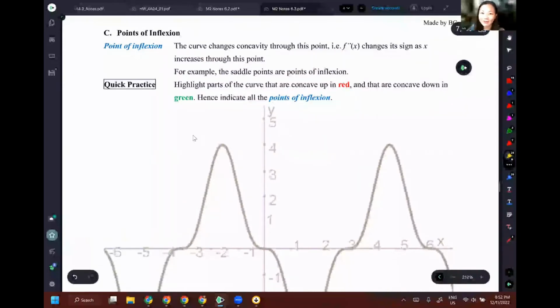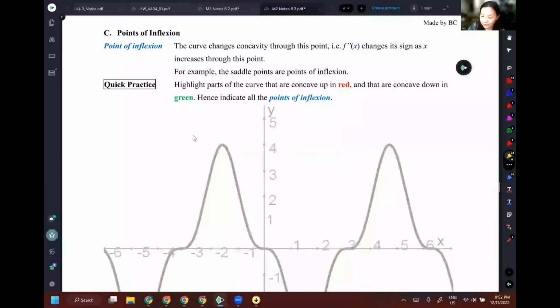Almost there. We're almost there. In this lesson, we will talk about the points called points of inflection. What do you call it? A point of inflection. Meaning there is a curve, and the curve has a change of concavity at that point. At this point, there is a change of concavity.